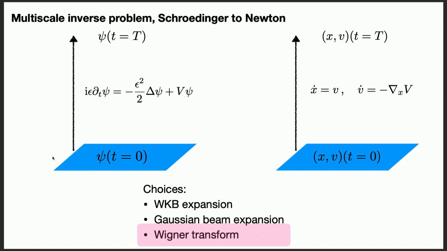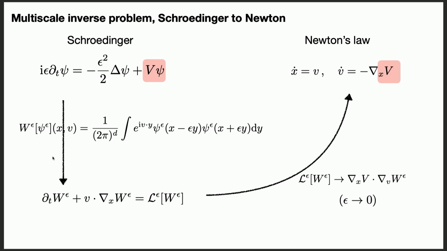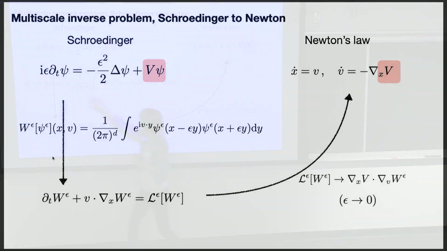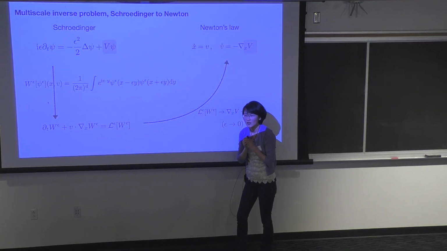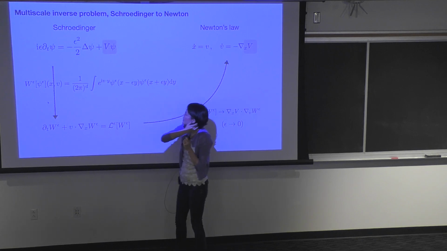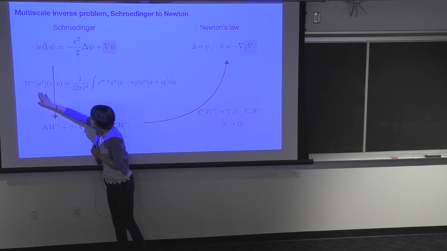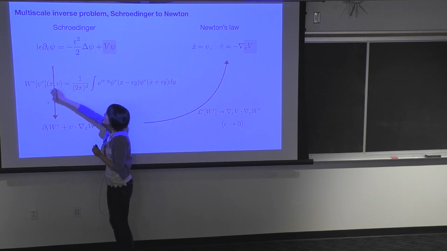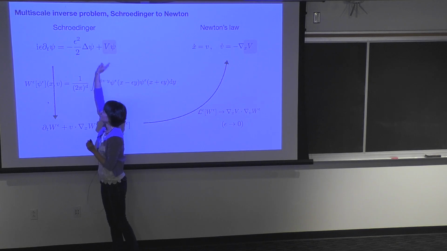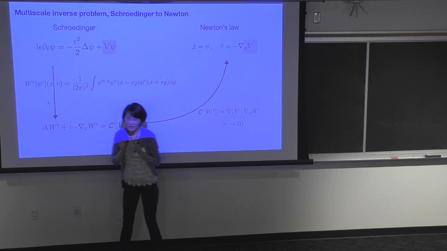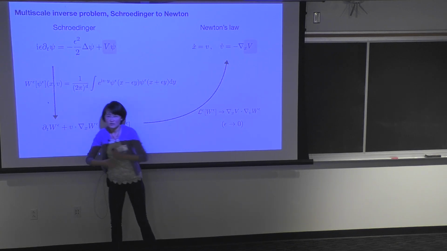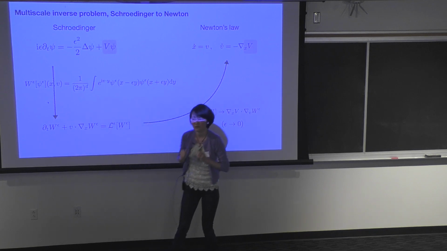So there are many choices mathematically. You can do WKB expansion, you can do Gaussian beam expansion, etc. And the tool that I'm comfortable with is the so-called Wigner transform. So how to do the Wigner transform? You have the Schrodinger equation, and I define this very complicated function. Let's forget about the details, but nevertheless, this newly transformed function not only depends on time and space as the Schrodinger equation does, but also depends on the velocity. So this is a function that lives on the phase space, not only the physical space.